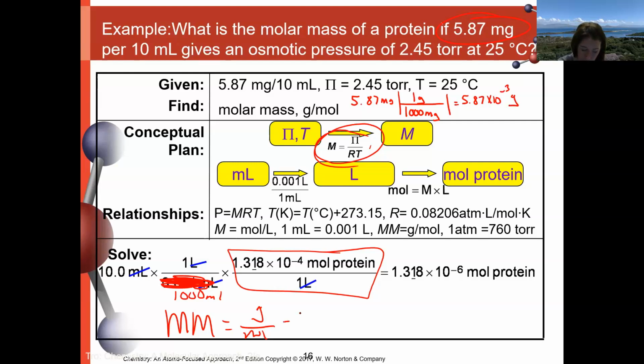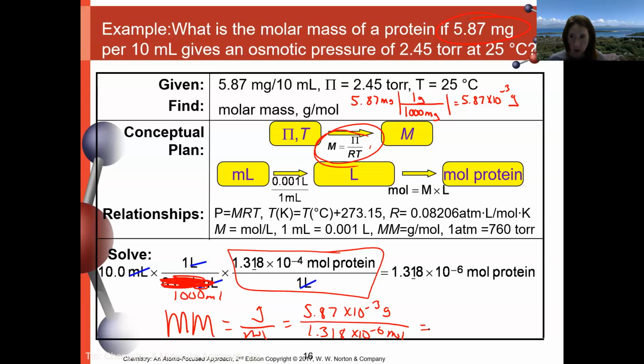So our molar mass is going to be 5.87 times 10 to the negative 3 grams over 1.318 times 10 to the negative 6 moles. I don't know what we get. I'm not sure if I did this piece.